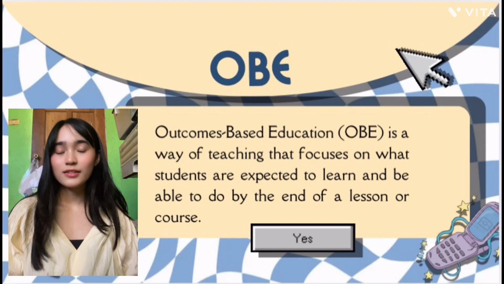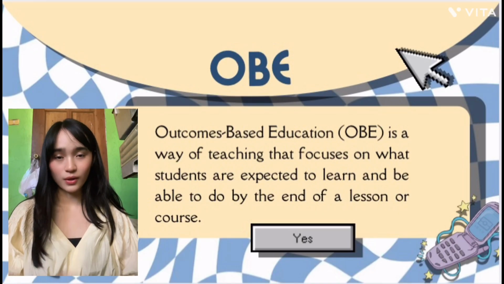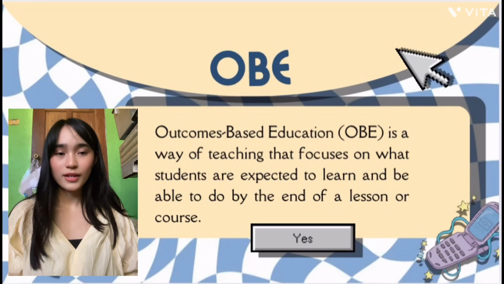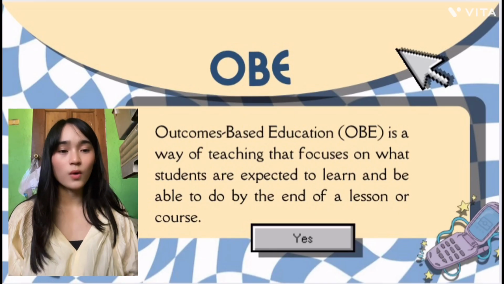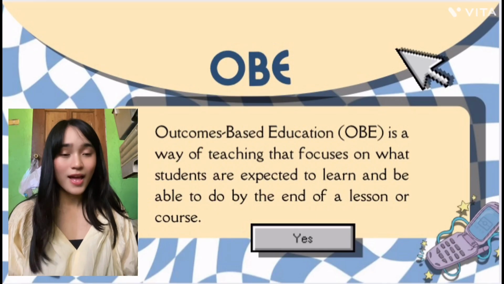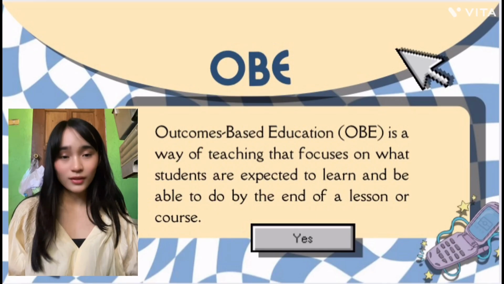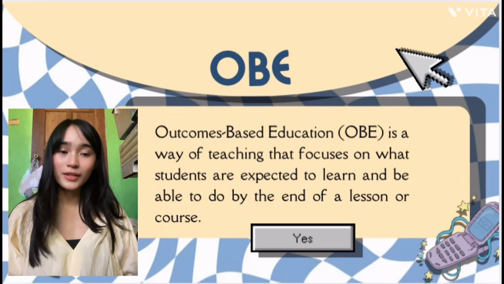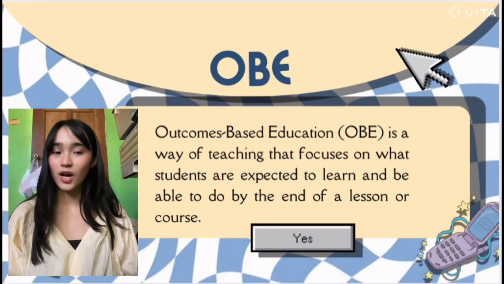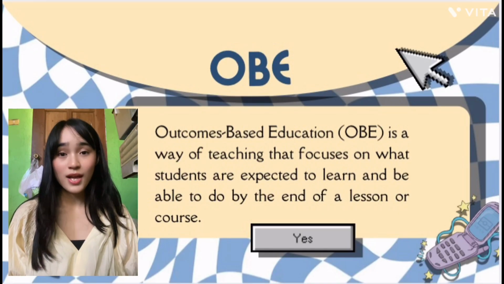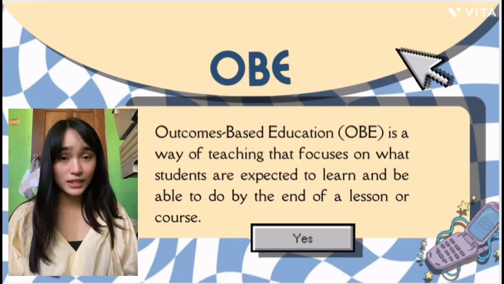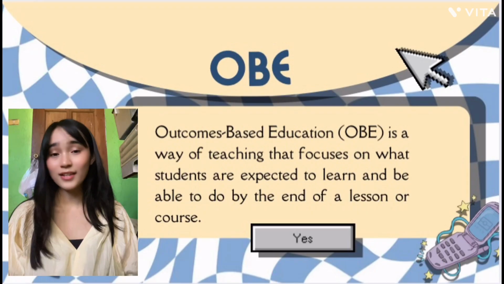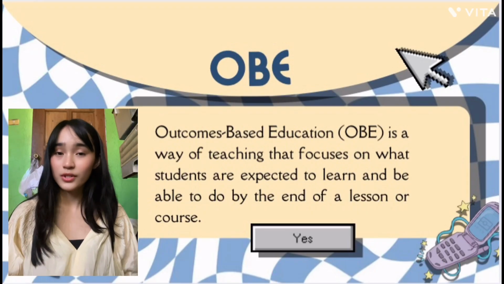So now, let's talk about outcome-based education, or OBE. So what is outcome-based education? It is a way of teaching that focuses on what students are expected to learn and be able to do by the end of a lesson or a course. Instead of just covering topics, OBE starts with clear goals for the knowledge, skills, and attitudes that students need to achieve. Teachers then organize lessons, activities, and assessments to help students reach these goals.